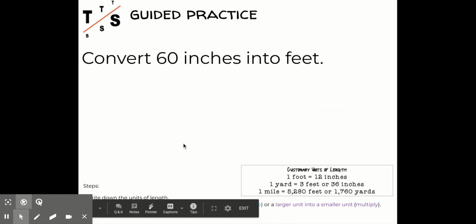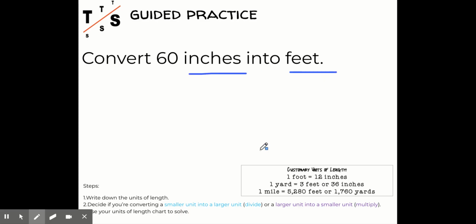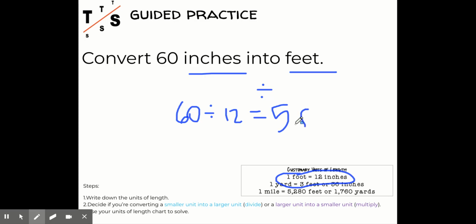So now let's try some together. If you want to pause and try it on your own, you can go ahead, or if you want to stick with me and work it through, then we can do that too. So now we have 60 inches into feet. I am going from inches to feet, which is smaller to larger. When I'm going from smaller to larger, I'm going to be dividing. So 60 inches, I go down here and I see that 1 foot equals 12 inches. So I'm going to be dividing 60 into 12 so I can determine the number of feet. 60 divided by 12 is 5. So my answer is 5 feet.